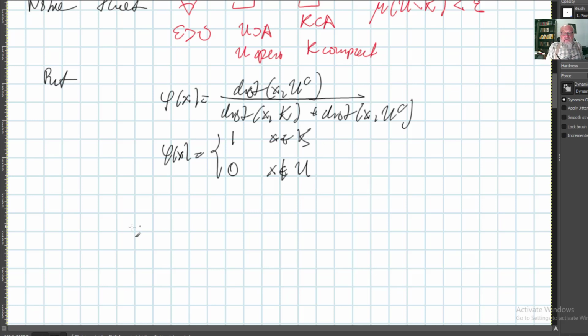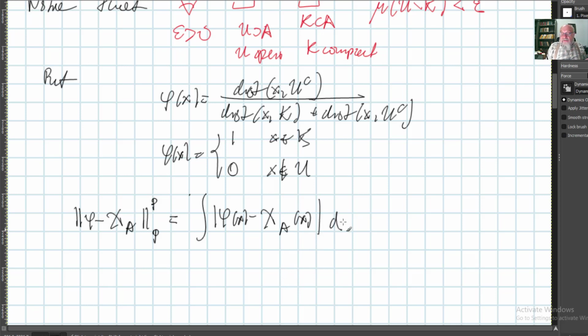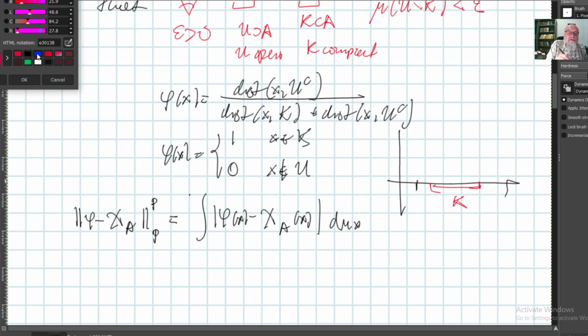And in such a case, since A is in between, we get immediately, and let me write it down, that the norm of phi minus the characteristic function of A, and I put here the power p because it will be easier, is equal to the integral of the absolute value of phi of x minus the characteristic function of A of x, to the power p, d mu of x. And since clearly you can see what happens here, suppose this is my set U, and my set K is that one, and the set A is that one.